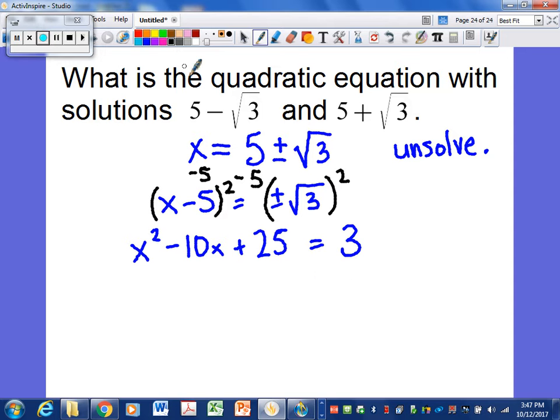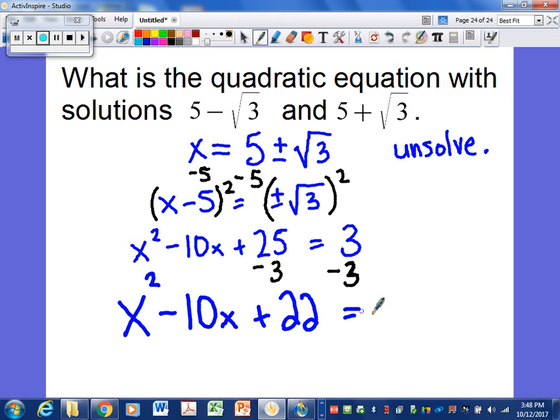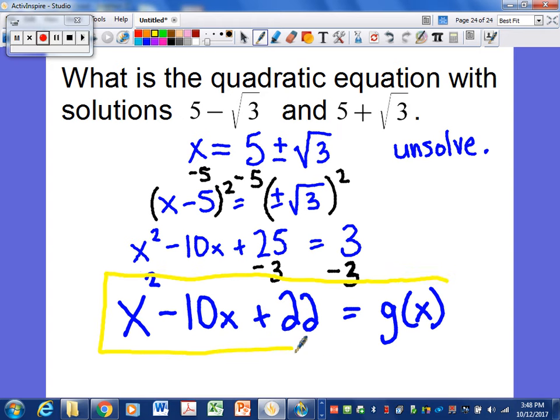So my last step is going to be subtracting the 3 from both sides. Subtract the 3 from both sides, and I get a final answer of, so this is going to be what my quadratic is, x squared minus 10x plus 22. That is my original function that, once solved, gives me 5 plus and minus the square root of 3 as my solutions.